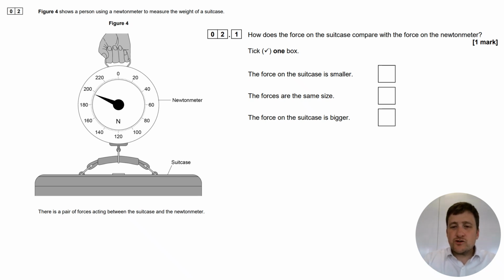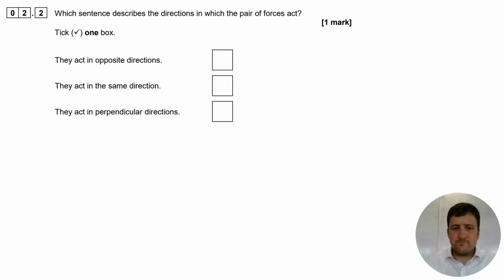Okay, how does the force on the suitcase compare with the force on the Newton meter? Well, we need to look at the motion, and this is important. If there is movement, then the forces are unbalanced, but it doesn't tell us there's movement. It just tells us there is a pair of forces acting between the suitcase and the Newton meter. It doesn't tell us movement, which means the forces must be the same size. Otherwise, there would be movement.